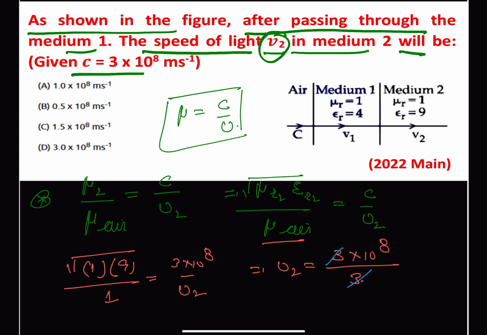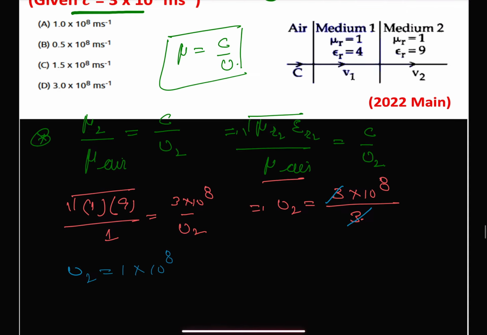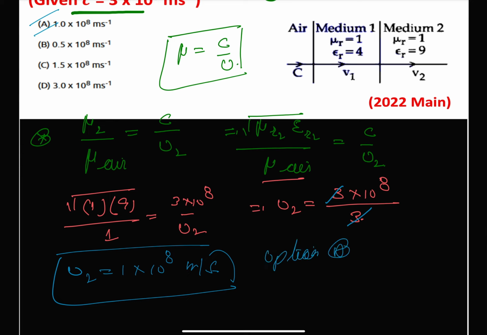3 and 3 goes away. So we get our v2 is equal to 1 into 10 to the power 8 meter per second. So option number A is the correct one. Option A is correct.